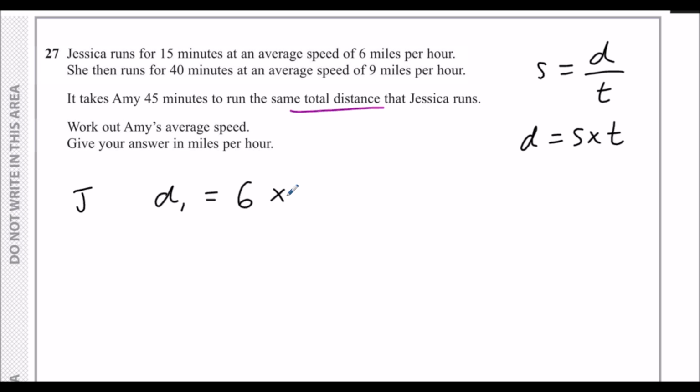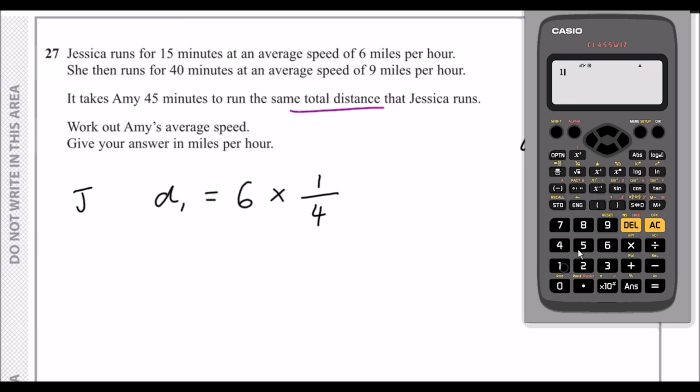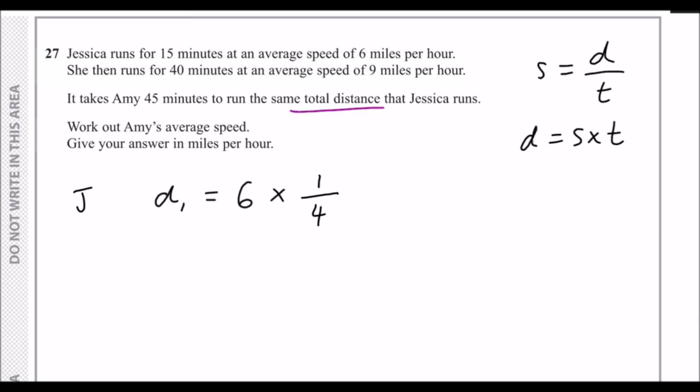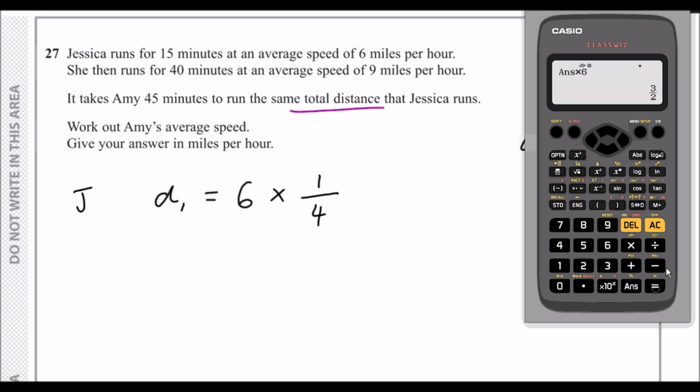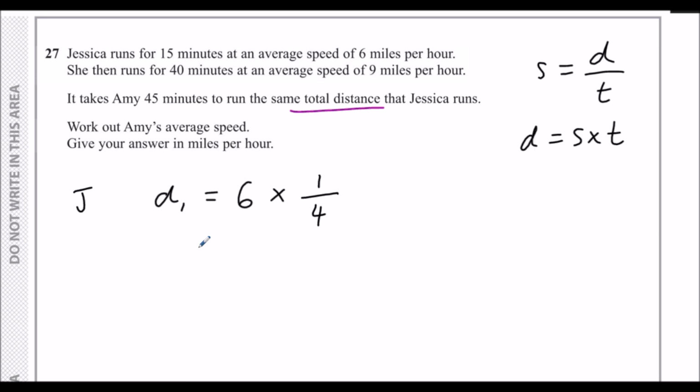I don't want to use 15 here. I've got 15 minutes, but I want it in hours really. So instead of 15 minutes, I'm going to put a quarter of an hour. If you're not sure, you can just write 15 over 60 in your calculator. So 15 60ths of an hour. 15 minutes out of 60 minutes, which is the whole hour, is a quarter of an hour. So 6 times a quarter is 1.5. So the first distance is 1.5.